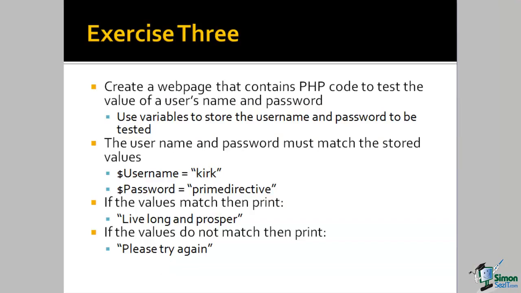Okay, so we're going to do an exercise where we're going to create a web page that's going to test a username and password. Let's store the username and password in variables in the code, and then test those against the values Kirk for the username and prime directive for the password. If the values match, then print this string, live long and prosper. And if they don't match, then please try again.